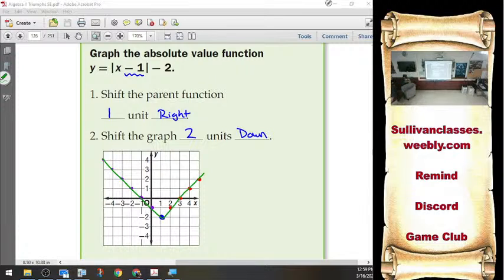Okay. So we use our transformations, our up, down, right, left business, to find out where the vertex is, and then you just make the V from there. So you don't want us to make the V? Nope, you don't have to do the parent unless it tells you to. Example 1 said to use the parent graph because it's easy to move those points. But if we just use a slope of 1, I think we're going to be fine. Yes or no?